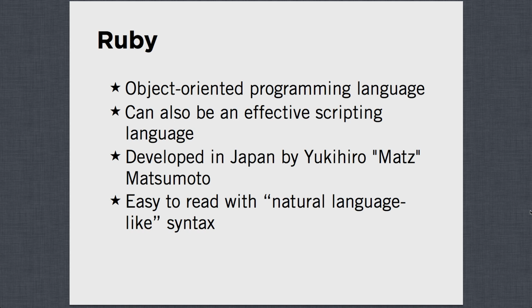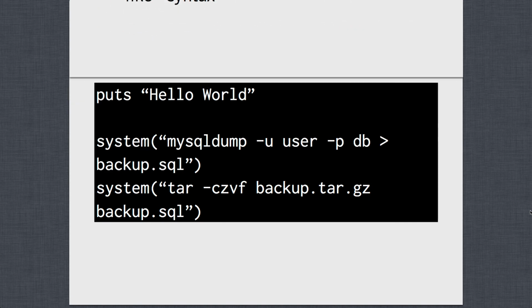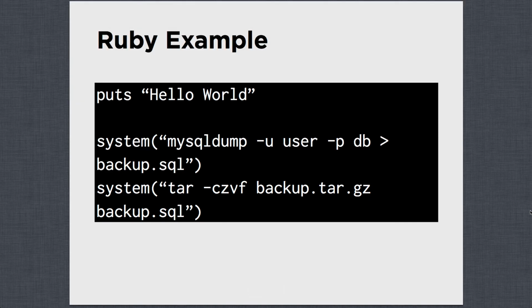It's a good programming language and also a very effective scripting language. It was developed in Japan by a guy named Matz, as he's commonly called in the Ruby community. And the nice thing about Ruby is that it has a very natural language-like syntax. So it's easy to read, it's generally pretty easy to learn, and it can be a very fun programming language to work with. So here again are the same examples that we saw in Bash, but in Ruby.